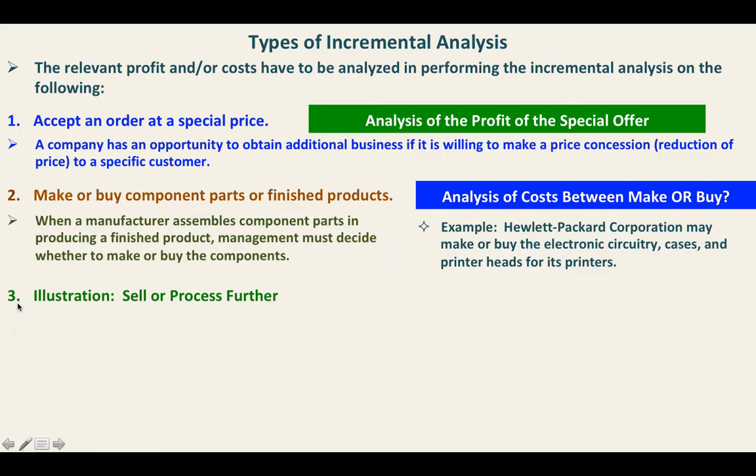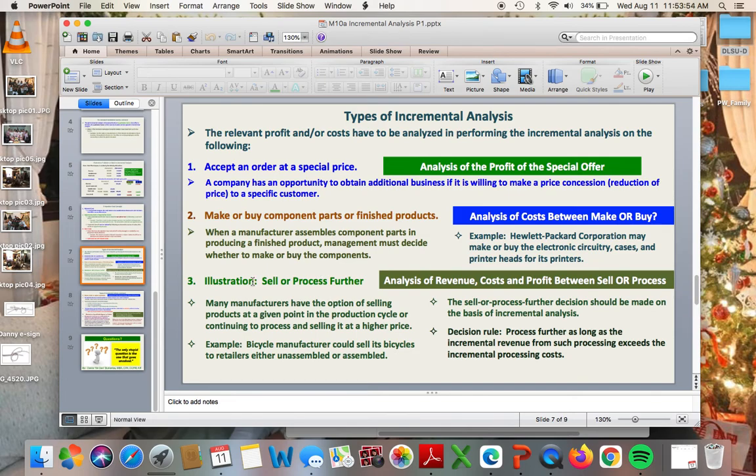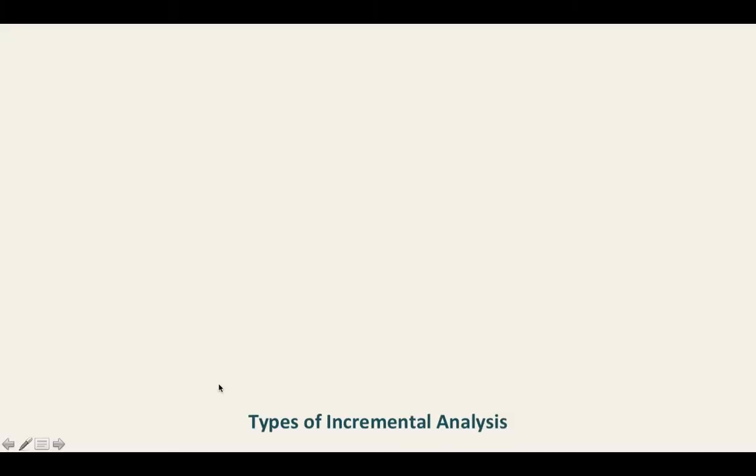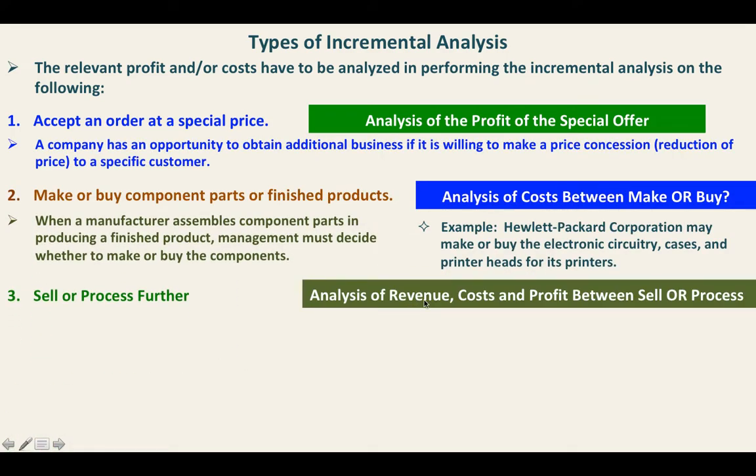Next is sell or process further. Okay. We will have to do incremental analysis whether we have to sell or process further. In this case, we are going to make an analysis of the revenue, cost, and profit between sell or process.